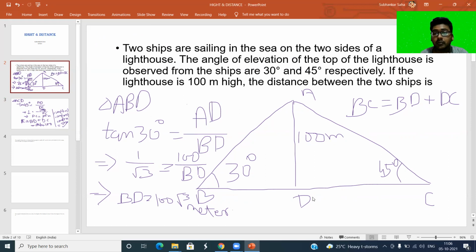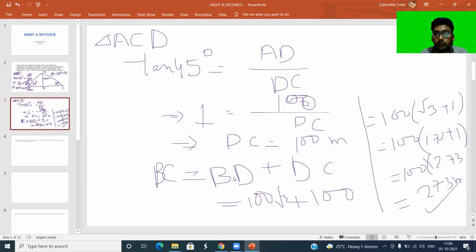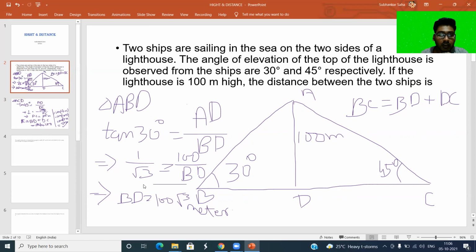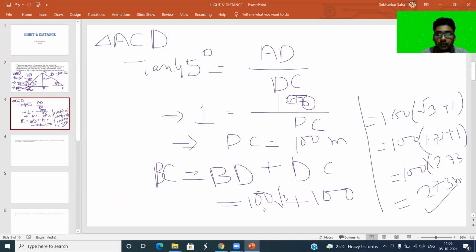BC means BD plus DC. BD's value is 100 root 3, and DC value is 100 meter. Then it equals 100 root 3 plus 1. 100 root 3 value is 1.73 something, so 1.73 plus 1 equals 2.73. Then 100 multiplied by 2.73 gives 273 meter. Answer.